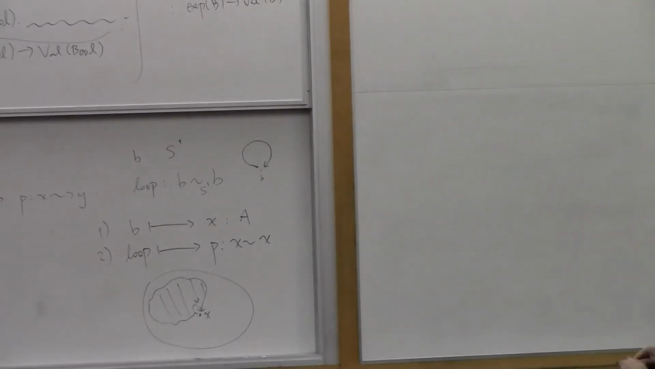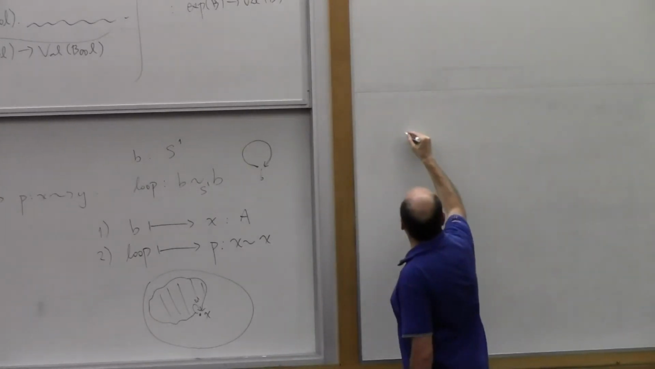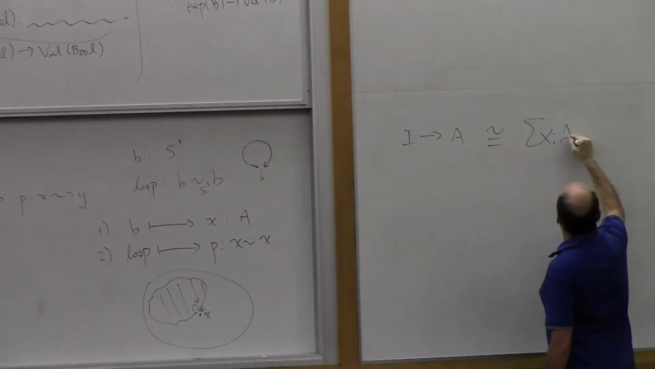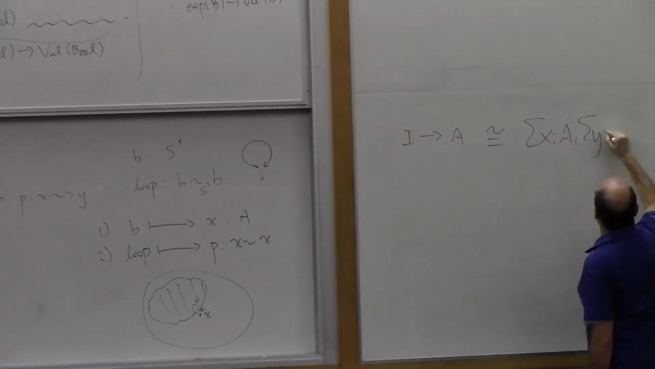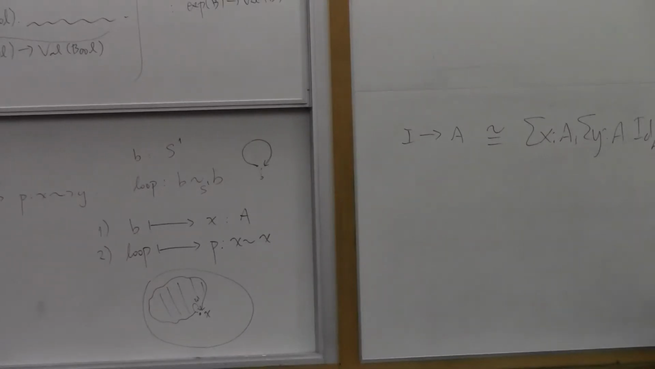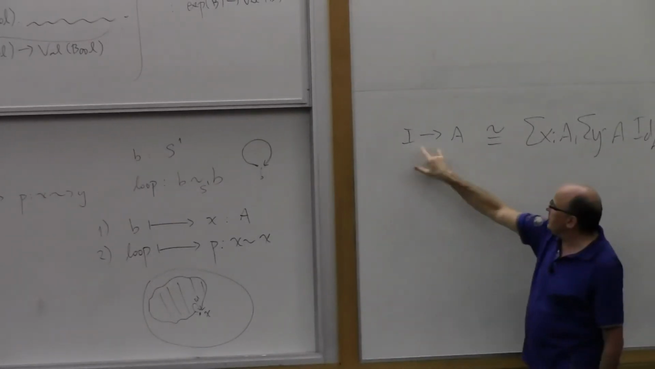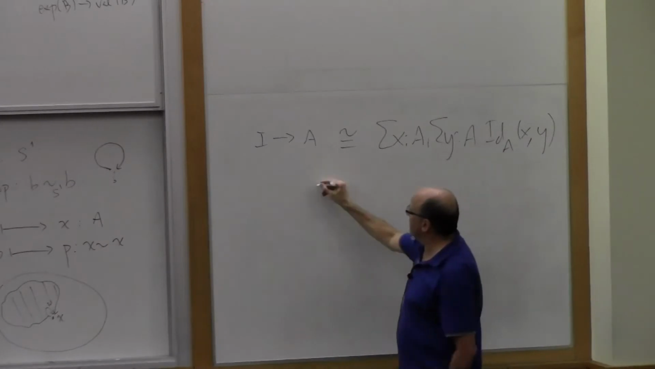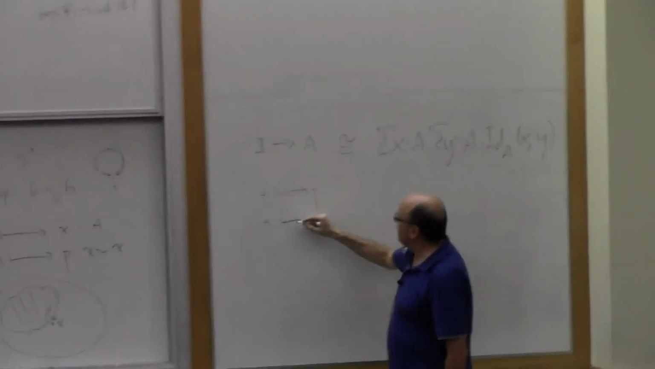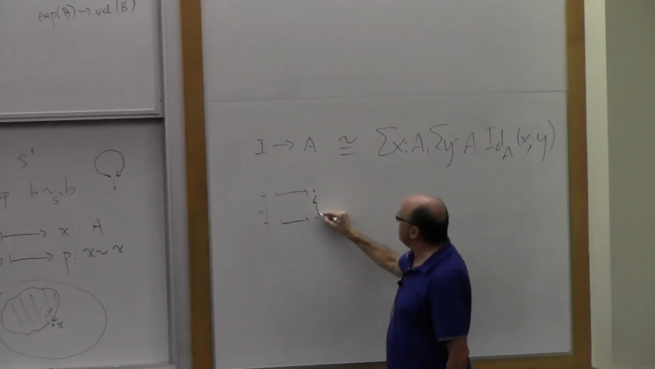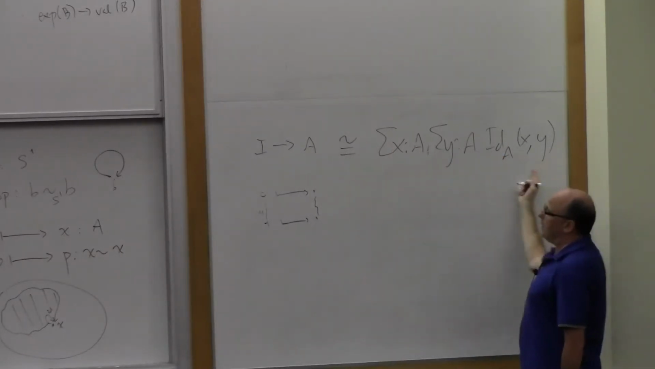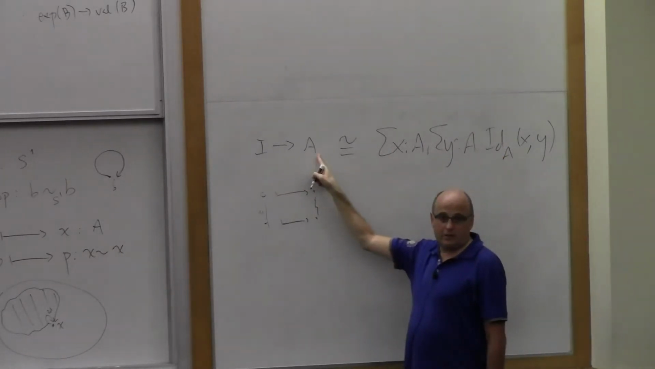Yes, the intuition is the following: I arrow A is isomorphic to the path space, the sum over x, y in A of paths from x to y. Why? Because a map from the interval into A picks out two endpoints. It sends 0 to here, it sends 1 to here, and it sends the segment to a path between them. So basically, all the paths between x and y arise as the image of A.